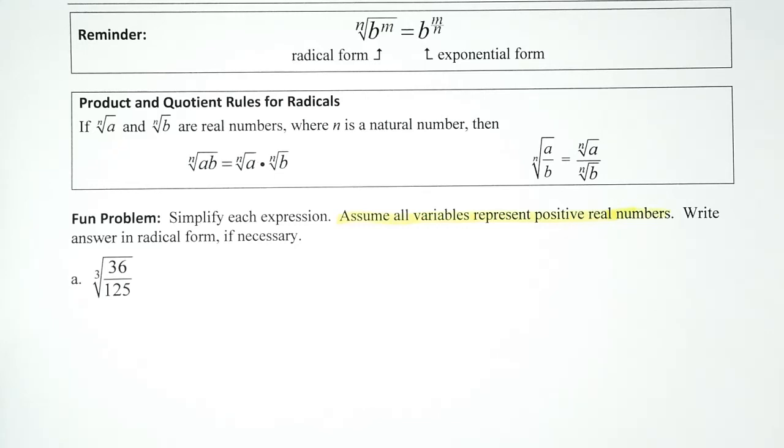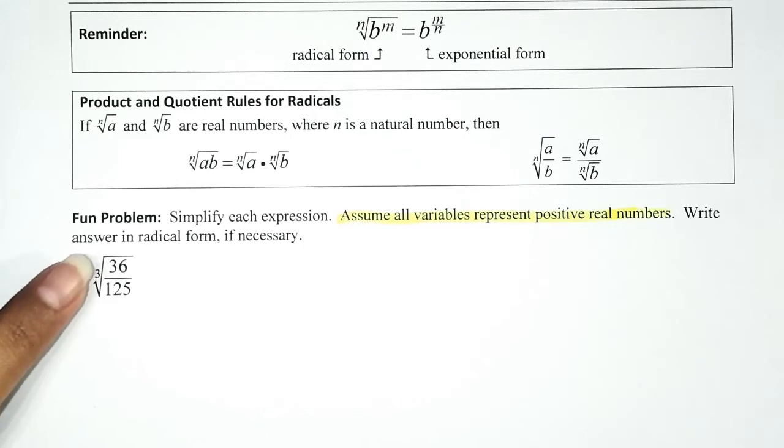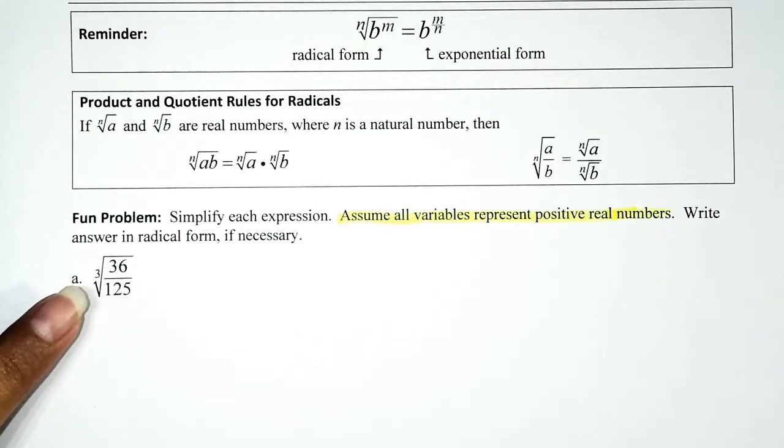All right, so let's do this. We have the cube root of 36 over 125. For the life of me, I cannot evaluate that off the top of my head. So what am I going to do? We're going to use the quotient rule for radicals to split the top from the bottom. We're going to write this as the cube root of the numerator divided by the cube root of the denominator.